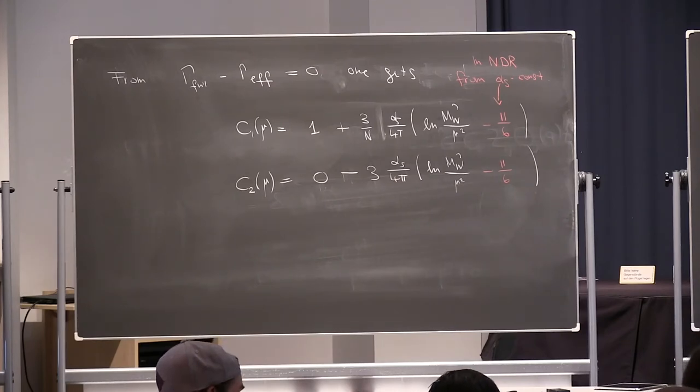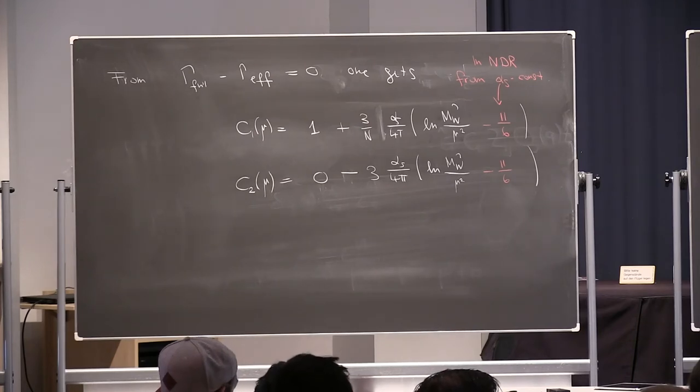Yes? I'm just a bit confused by this matching, because you're doing this gamma full minus gamma effective equals zero, but that needs to be true in the infrared, right? But it doesn't seem like you're specifying at what scale they need to match. So here it just seems like you're saying the full theory and the effective theory have to agree both in the UV and in the infrared, and that I don't understand.